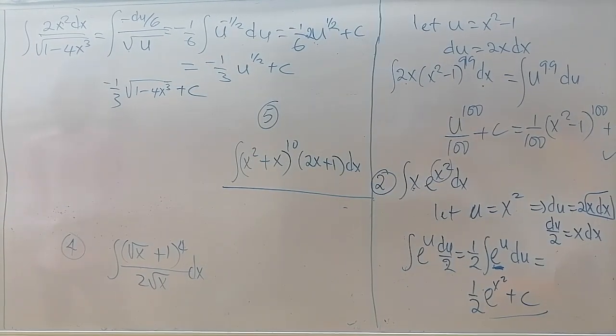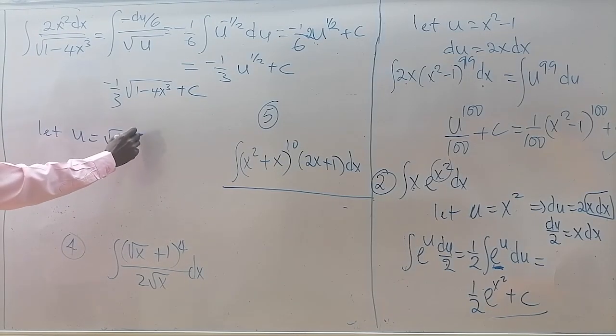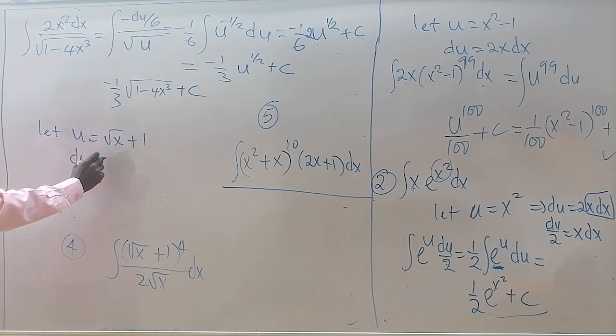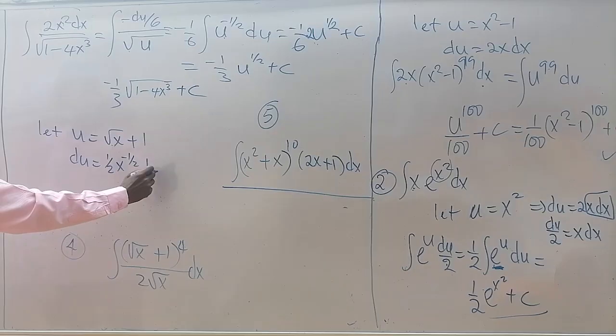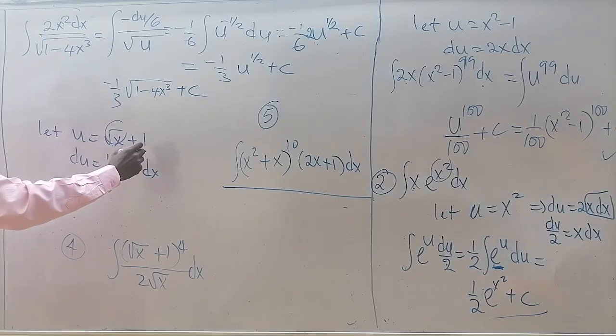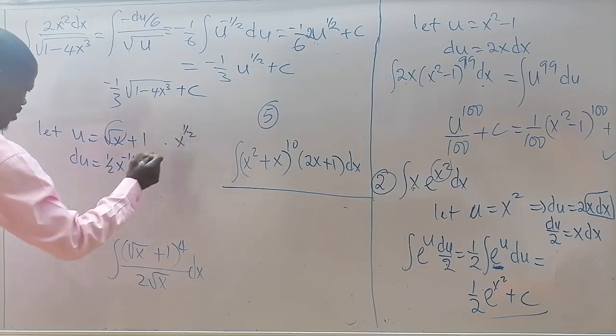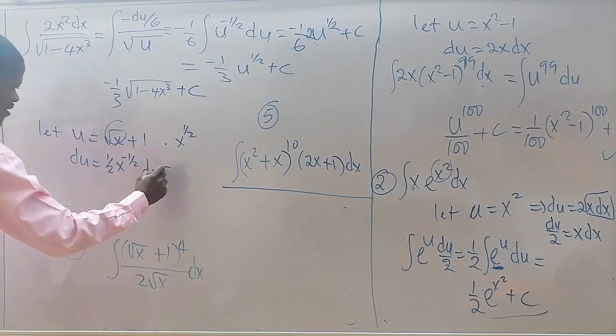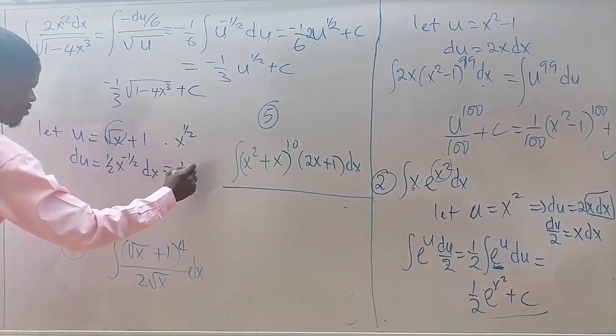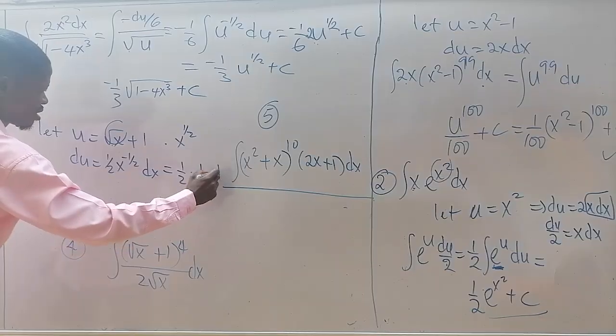For number 4, we will go for the one that has power. So let u be equal to this one. Find your du. This will be equal to half x to the power minus half dx. If you differentiate this one, that's the same thing as x to the power half. The power will go to the front, and then the power minus 1. And this is the same thing as 1 over 2 times this one dx.